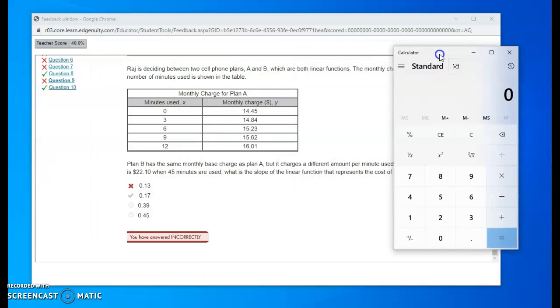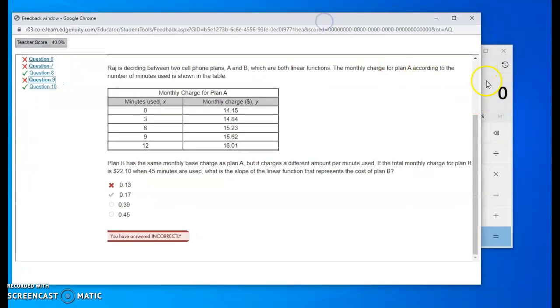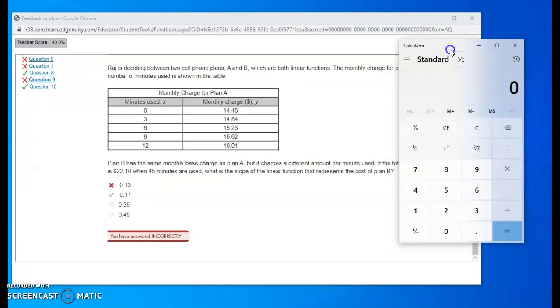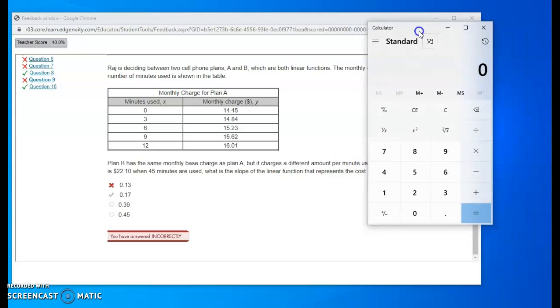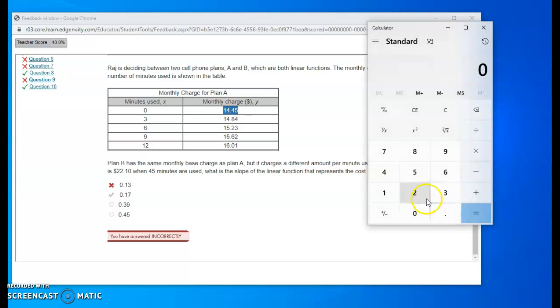Okay, so it tells us that it's 22.10 when 45 minutes are used, and it says it follows the same kind of plan here. So we know that just for having a phone, it's $14.45. $14.45 for just having the phone. So realistically, it's $7.65 for those 45 minutes.